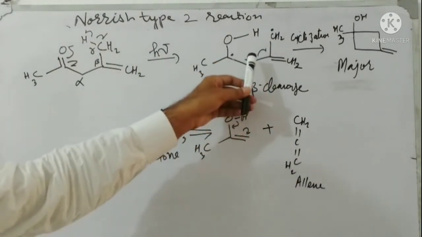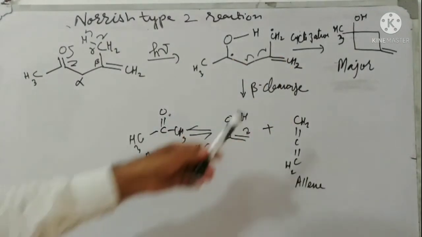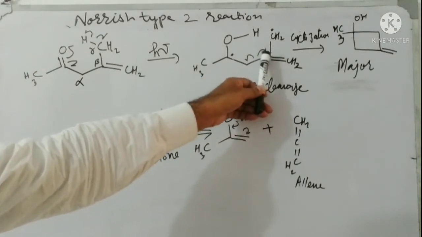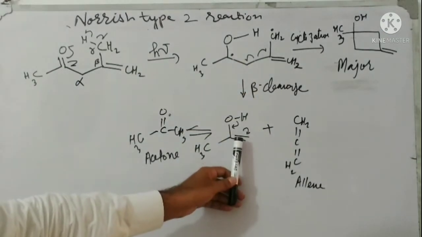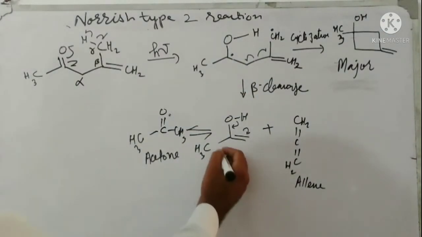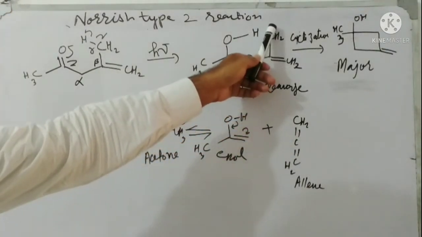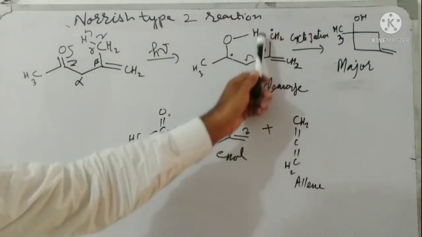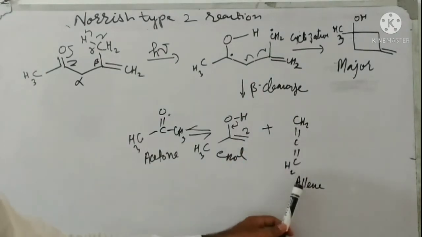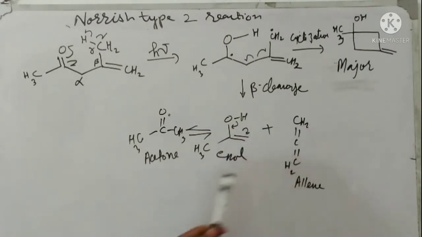If this undergoes beta cleavage, this bond is broken through homolysis, then we get a free radical on this carbon and a free radical on this one. This radical and this radical combine to form a double bond here. This is an enol, and this radical and this radical on carbon combine to form an alkene. This molecule as a whole is called an allene. Allenes are unstable, so this route through beta cleavage is less favored because allenes are highly unstable molecules.